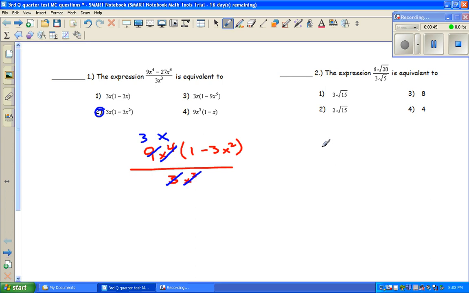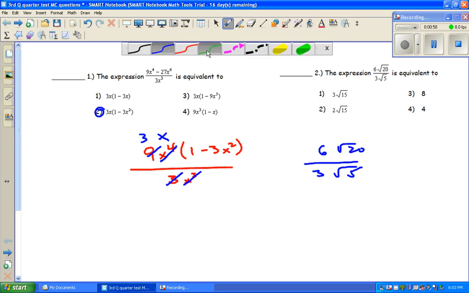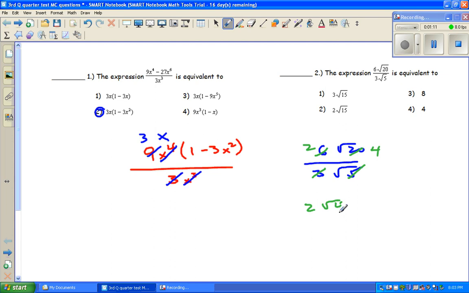In this next problem, you have 6 radical 20 divided by 3 radical 5. We know that 3 goes into 6 twice, and since the 20 and the 5 are underneath the radicals, they are able to be divided. So 5 goes into 20 4 times. So what we're left with is 2 radical 4. We know that radical 4 is 2, so it's 2 times 2, or 4. So choice 4.